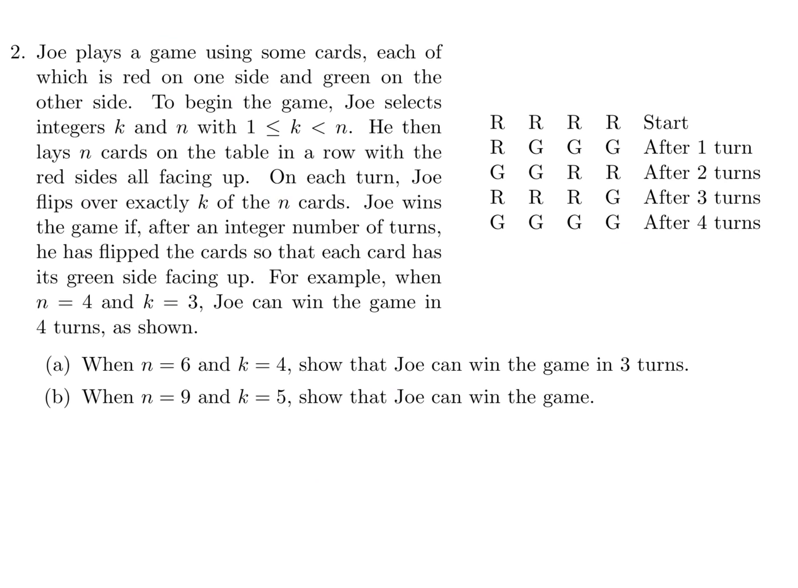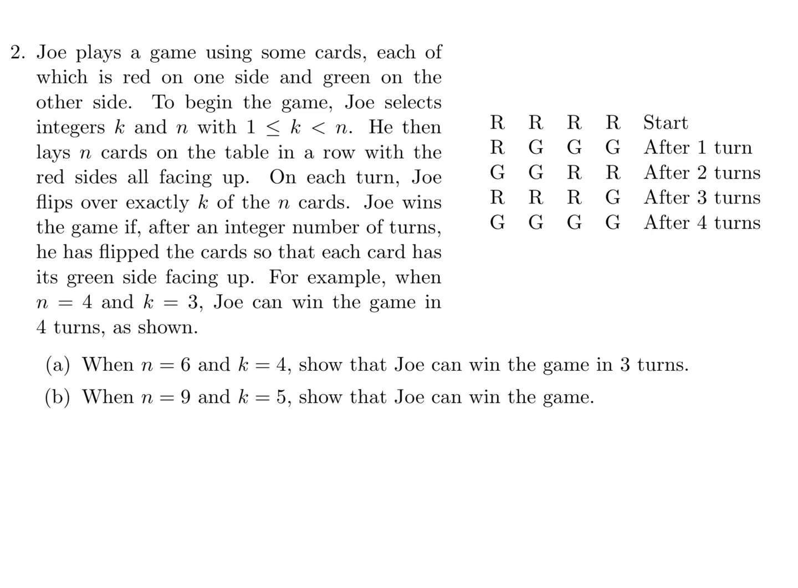Joe plays a game using some cards, each of which is red on one side and green on the other side. To begin the game, Joe selects integers k and n, with 1 less than or equal to k less than n. He then lays n cards on the table in a row with the red sides all facing up. On each turn, Joe flips over exactly k of the n cards. Joe wins the game if, after an integer number of turns, he has flipped the cards so that each card has its green side facing up.